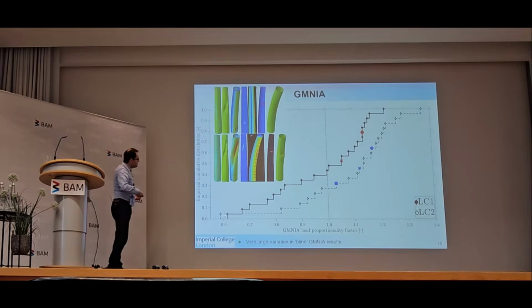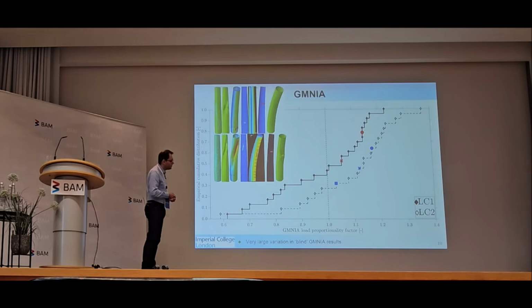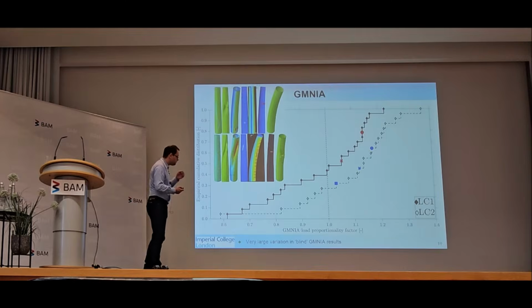But this is a cumulative distribution of all of the GMNIAs that we had. The black line is for load case 1 without portion. The hollow line is for load case 2 with portion.